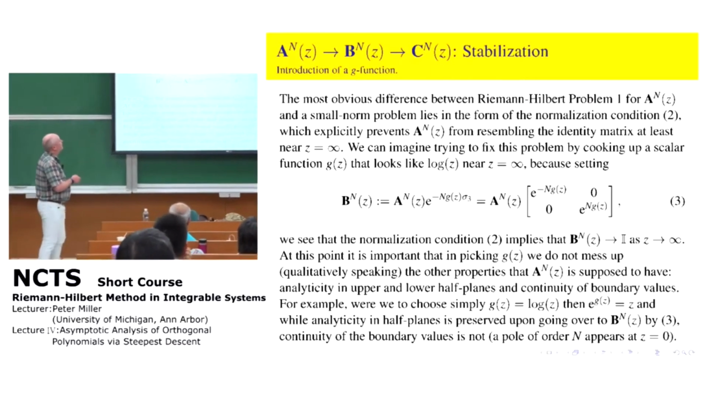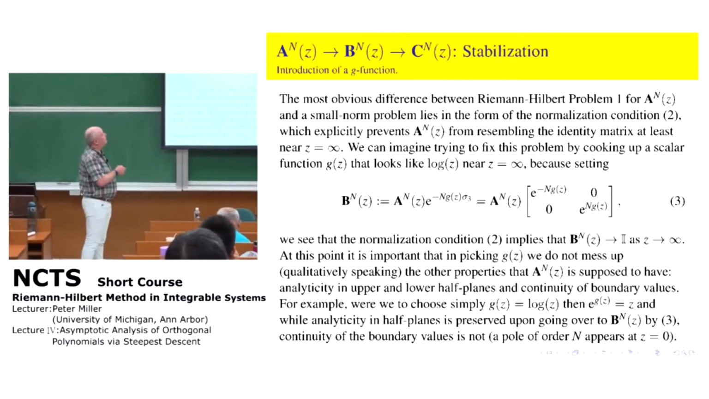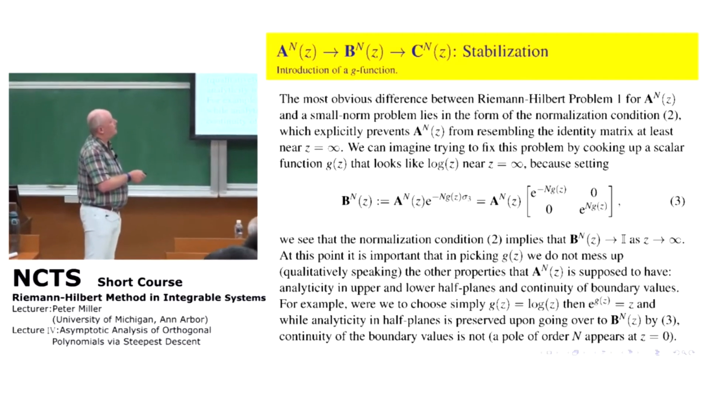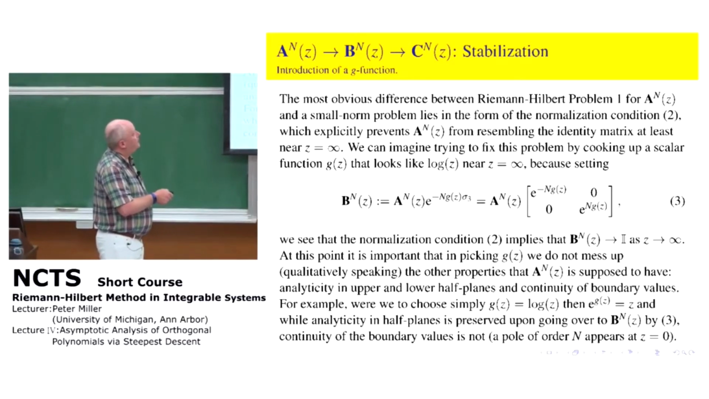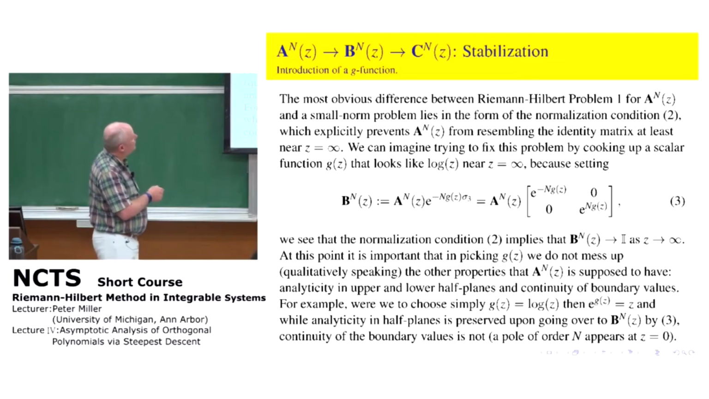Okay. So, the most obvious difference between the Riemann-Hilbert problem that we are looking at for this A_n and a small norm problem lies in the form of the normalization condition. Instead of saying that A sub n goes to the identity as z goes to infinity for a given n, we are asking that A sub n times z to the n sigma 3, minus n sigma 3, goes to the identity as z goes to infinity. And that's a bit of a problem. It doesn't look at all like the identity matrix, at least near infinity.